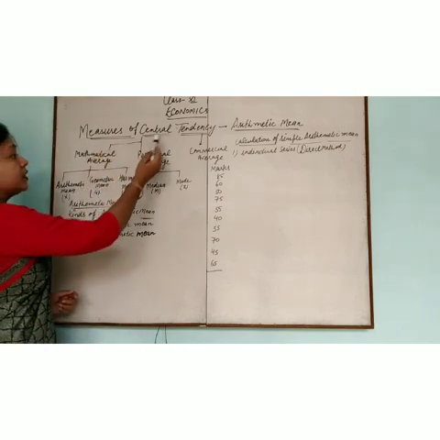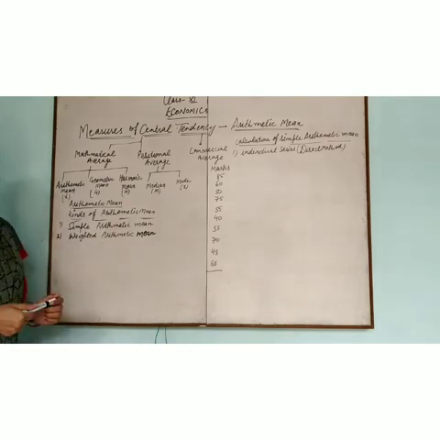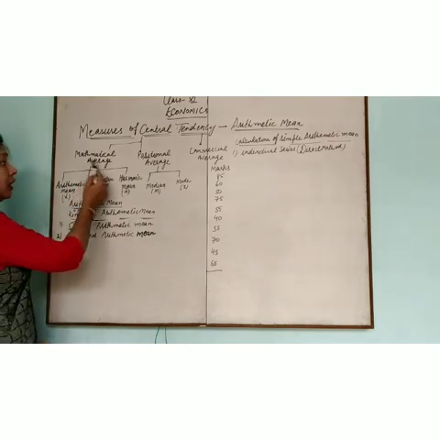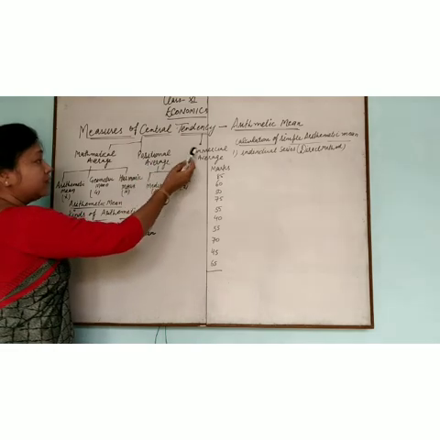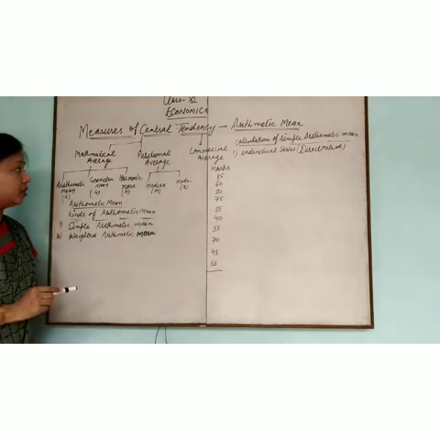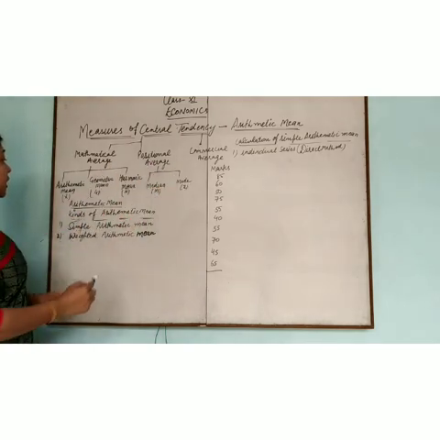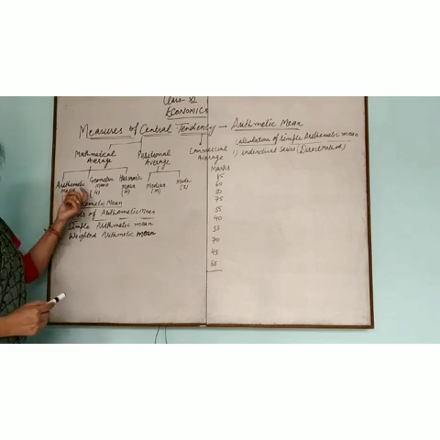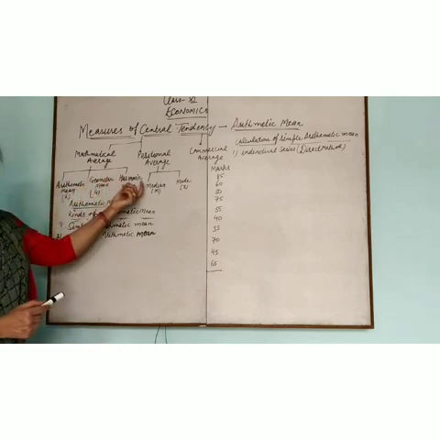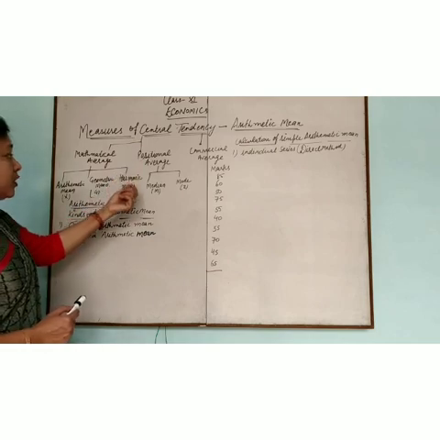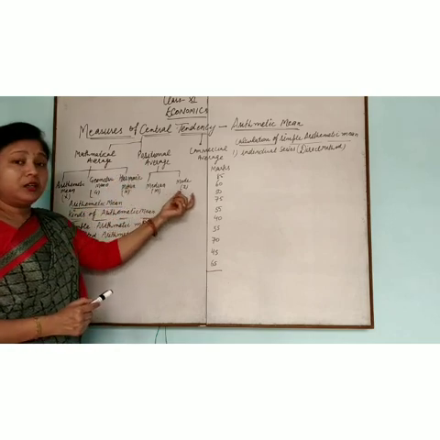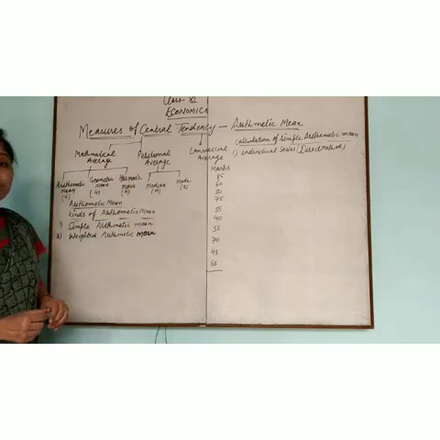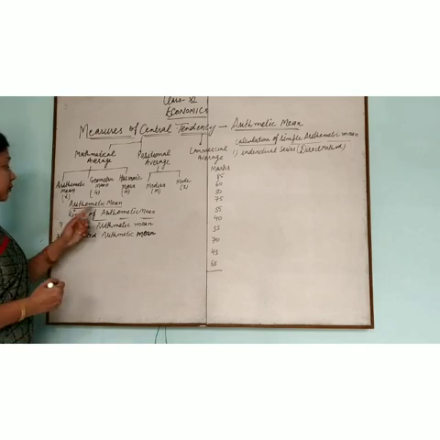Mathematical measurement of central tendency is divided into three parts. One is a mathematical average, second is a positional average, and third is a commercial average. In mathematical average, it is arithmetic mean, geometric mean, and the harmonic mean. In positional average, median and mode. So, first of all, we will discuss arithmetic mean.